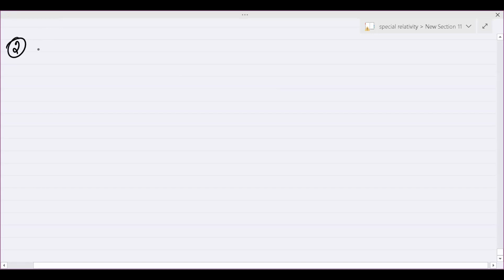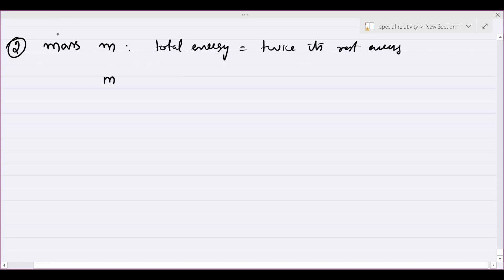So here is the problem. A particle of mass m, whose total energy is twice its rest energy, collides with an identical particle at rest. This is particle 1, this is particle 2. It's identical, which means it has the same mass, and it is at rest.